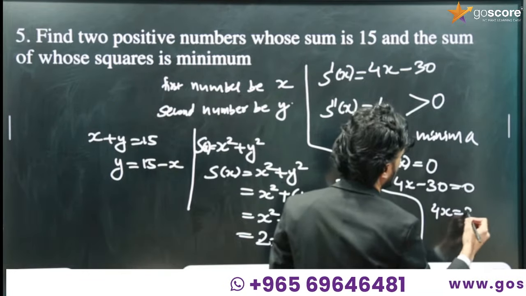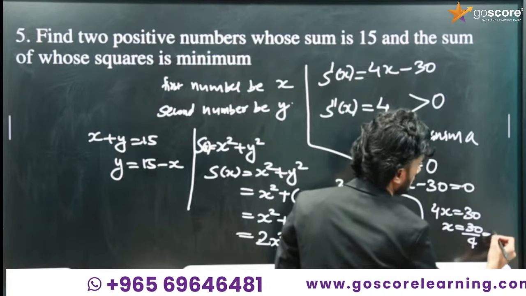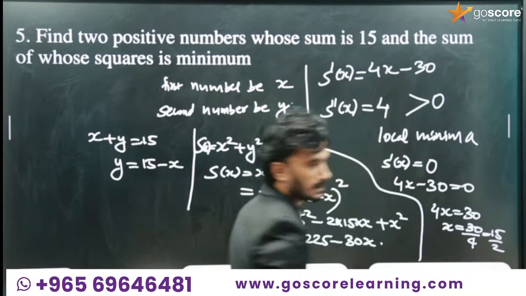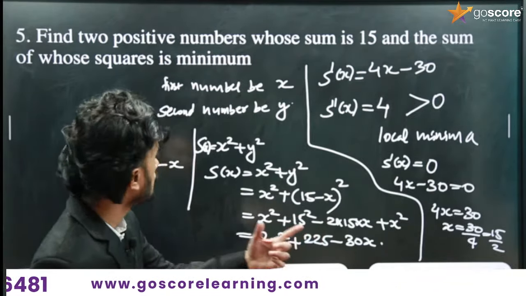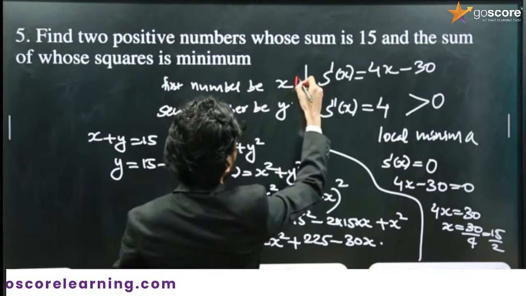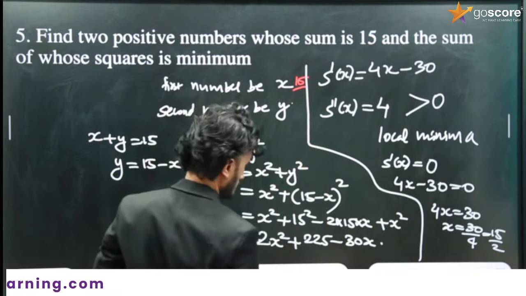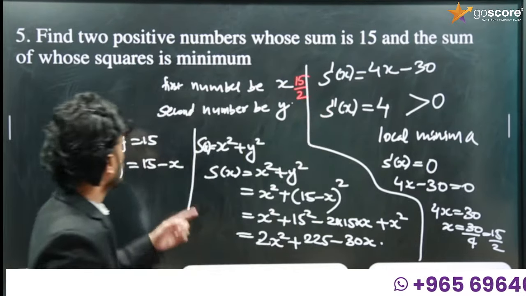4x is equal to 30. x is equal to 30 by 4, so it is 15 by 2. 15 by 2 is the first value. So the first number is 15 by 2. Then what is the y value?